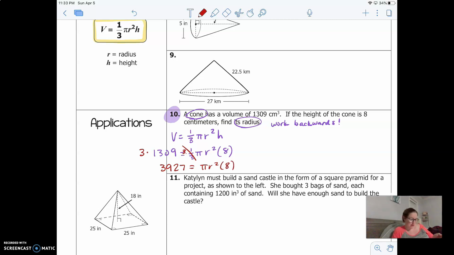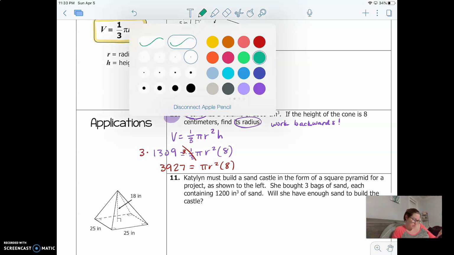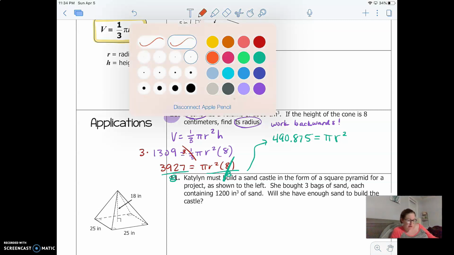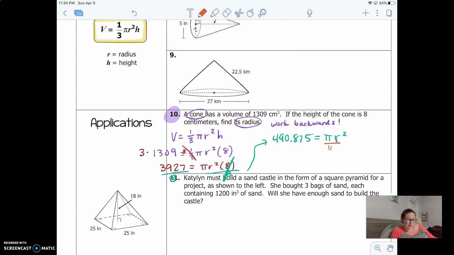Now I have that 8 there I need to get rid of. So guess what I'm going to do there? I'm going to divide both sides by 8. That will cancel it out on the right. And that's going to give me 490.875 equals pi r squared. Now again, remember I said about pi, there's no pi on the left, but there is a pi on the right. So unfortunately, they do not just cancel each other out because there's not one on the left. So I still have to divide by pi, like so.